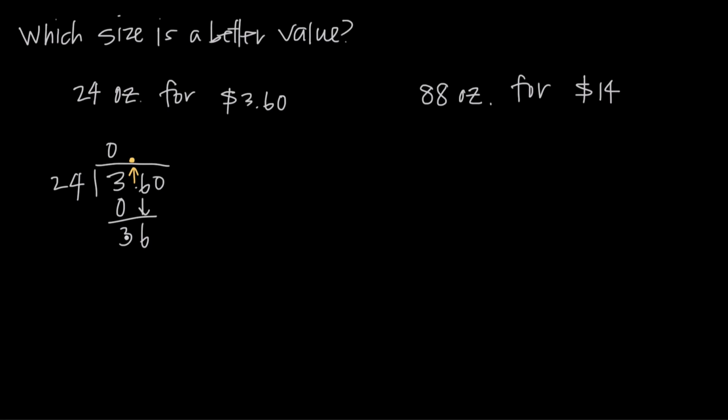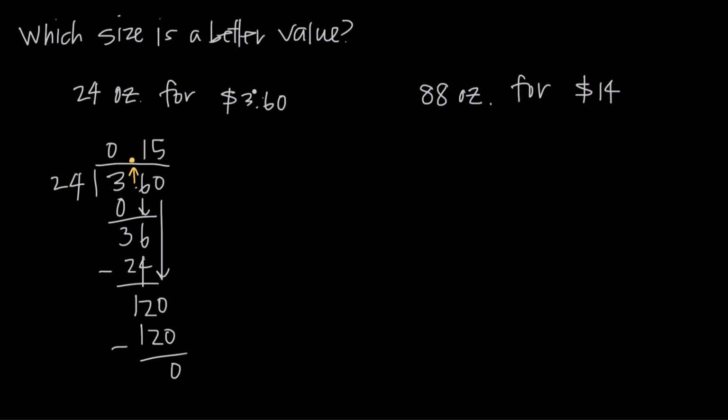How many times does 24 go into 36? 1 time. When we multiply 1 by 24, we get 24. And then 36 minus 24 gives us 12. Bringing down the 0, how many times does 24 go into 120? Exactly 5 times. When we multiply 5 by 24, we get 120. We subtract and get a remainder of 0. So we know that the price per ounce is exactly 15 cents in this first option.